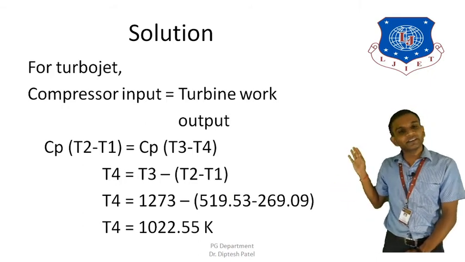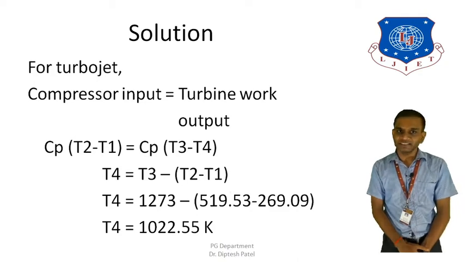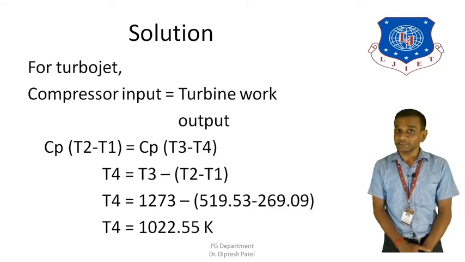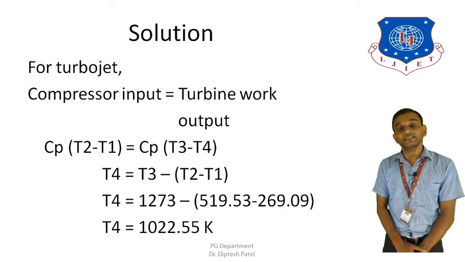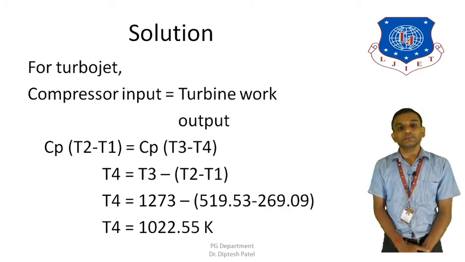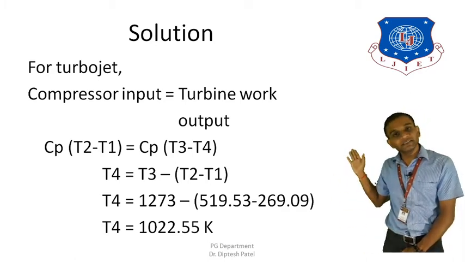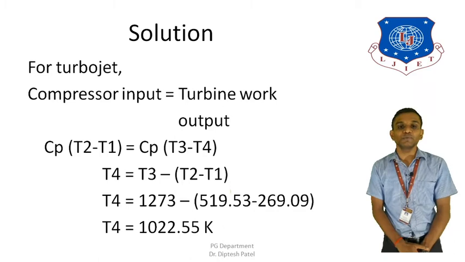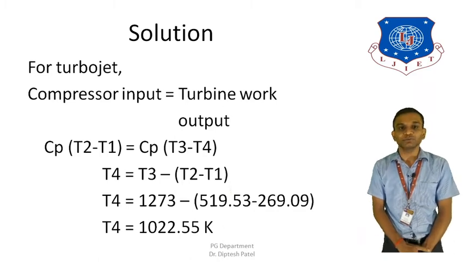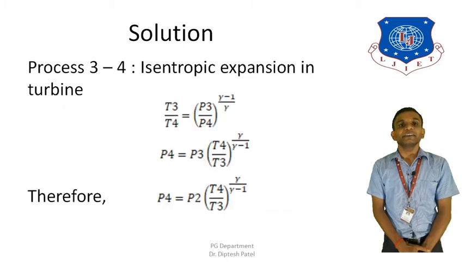So we know that T3 is equal to 1273, that is given, minus T2 that has been found out, so that is 519.53, and T1 is 269.09. So by putting the values over here I can get the value of T4, and that is 1022.55 Kelvin. So that is the value of T4.